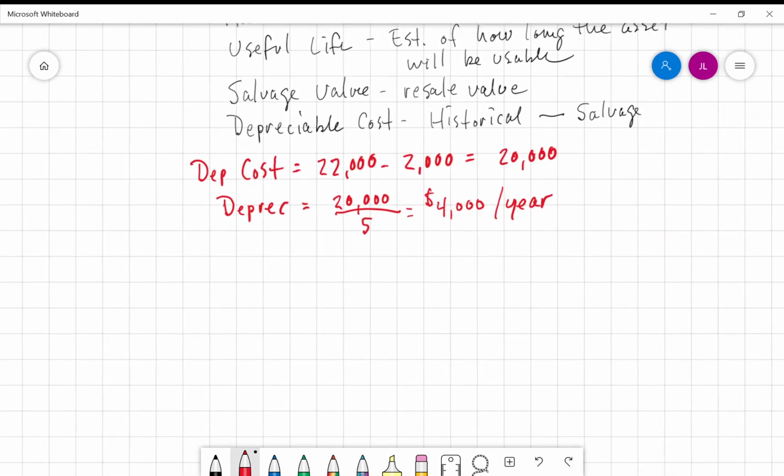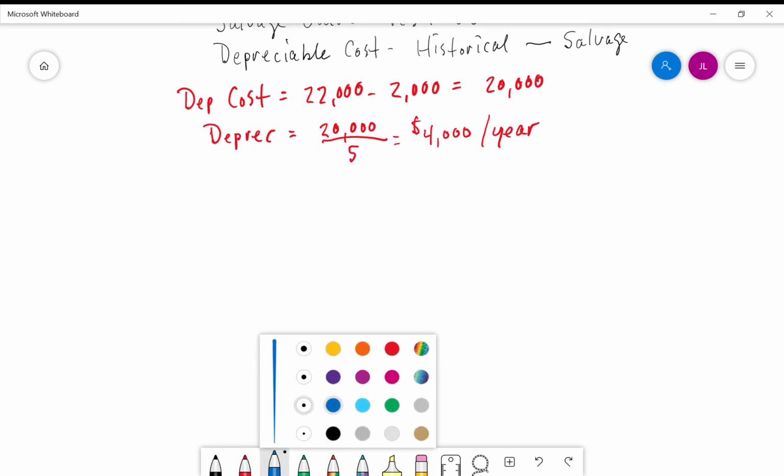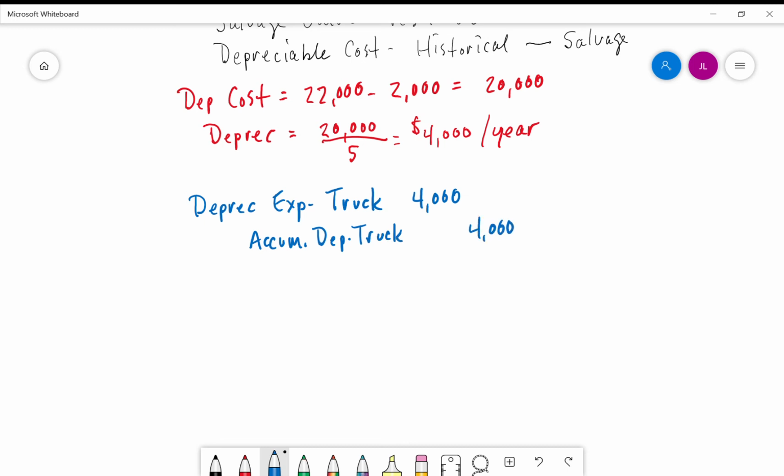And when we go to journalize this, we'll have a depreciation expense for the truck of $4,000, and then we'll have accumulated depreciation on this truck for $4,000. Now, we've done this in a yearly format, and that's usually acceptable, but sometimes we can do this in different formats as well.